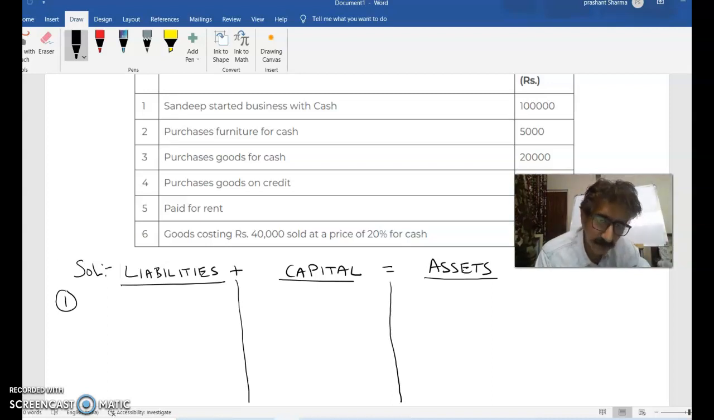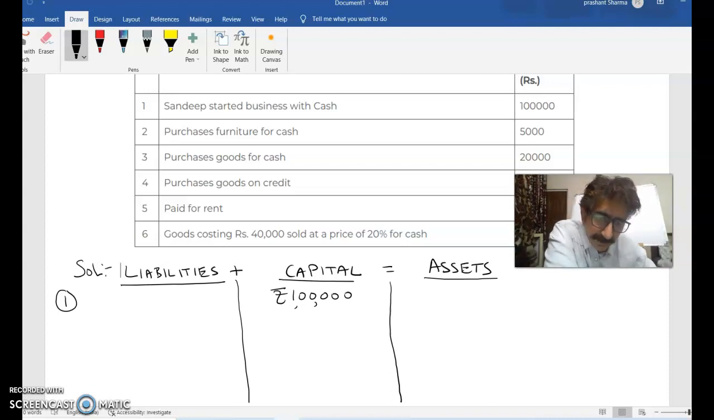So let me also tell you, in accountancy, we have a concept called business entity concept, according to which the identity of the owner has to be kept separate and distinct from the identity of the business. Although it's Sandeep's business, for accounting purpose, we have to keep Sandeep separate from his business. So this amount of rupees 1 lakh will be shown under capital because the money with which the business is started by the owner is called capital.